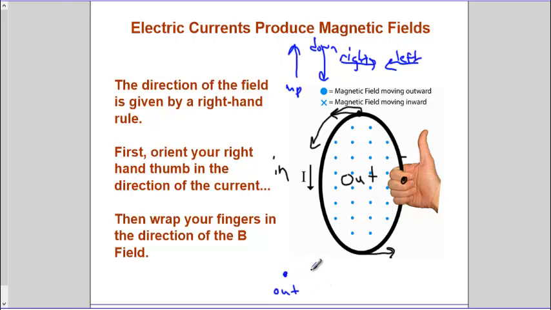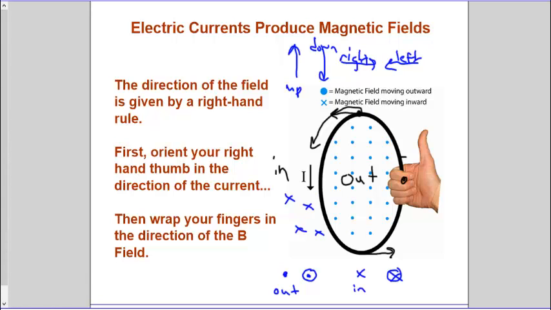Another way besides dots, sometimes they'll draw a circle and put a dot in, that also is out. The way we draw magnetic field lines into the page are X's. Or again, a circle with an X, that is also in. So magnetic fields can point in any direction: up, down, right, left, into the page or out of the page.